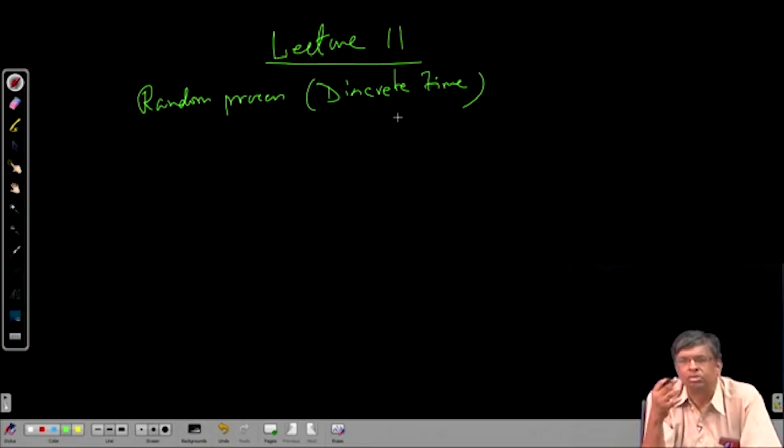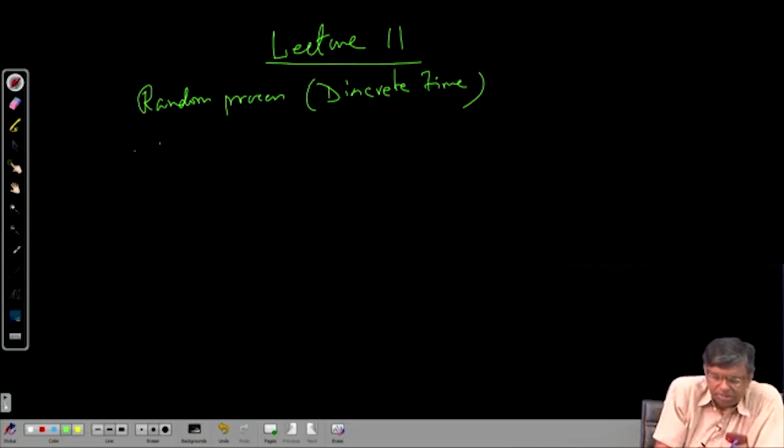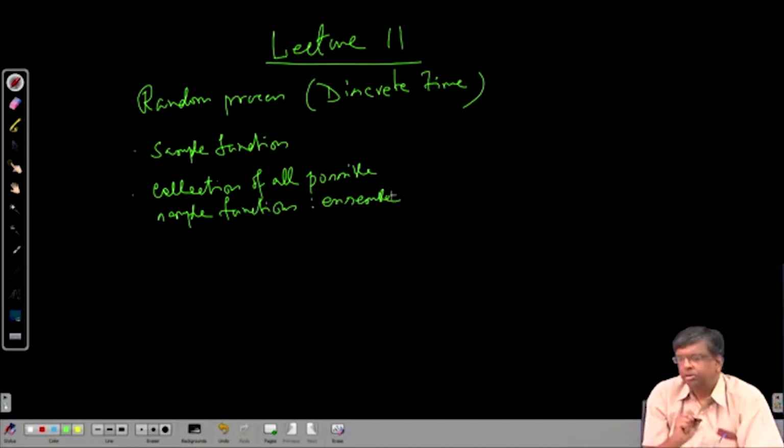I would rather love to call it random phenomenon. So, x of n is a random phenomenon, like speaking the word IIT, and whenever I measure it, observe it, I see a waveform, a discrete time waveform, which is a particular sample function. And if I collect all possible sample functions, in this case there will be infinite such sample functions, then that collection, this entire set is called an ensemble. So, one is a sample function and the collection of all possible sample functions is called an ensemble. All right.